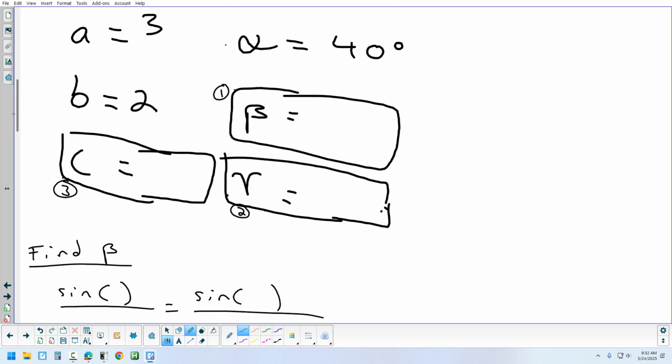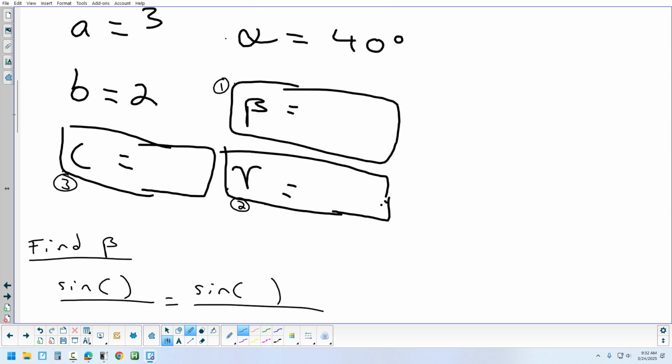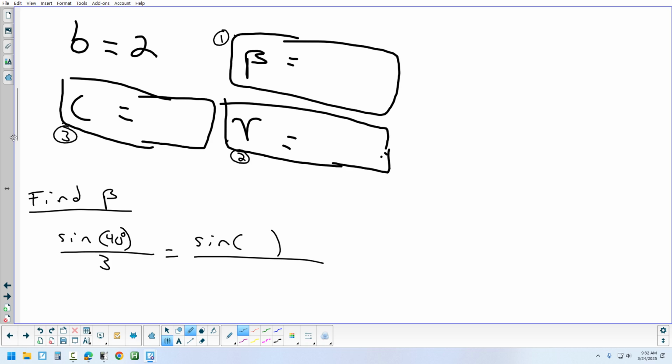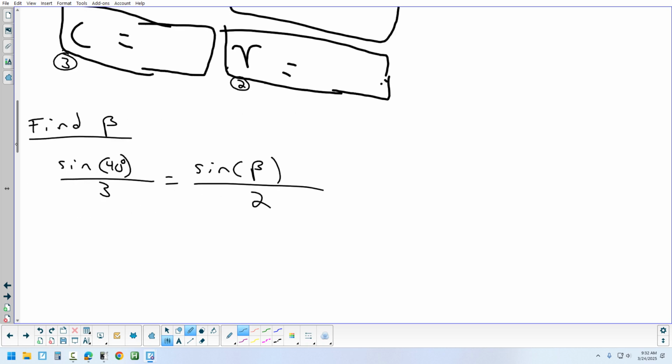So what can I put on the left-hand side to get this going to find beta? Leon? Sine 40 over 3. Yeah, so far that's the same. So let's do sine 40 over 3. And what are we going to put on the right-hand side? Yep. Sine beta over 2. Sine beta over 2. Now, before we go any further, can someone tell me what is different about that? That's very different than all the other ones we've done so far. Yeah?